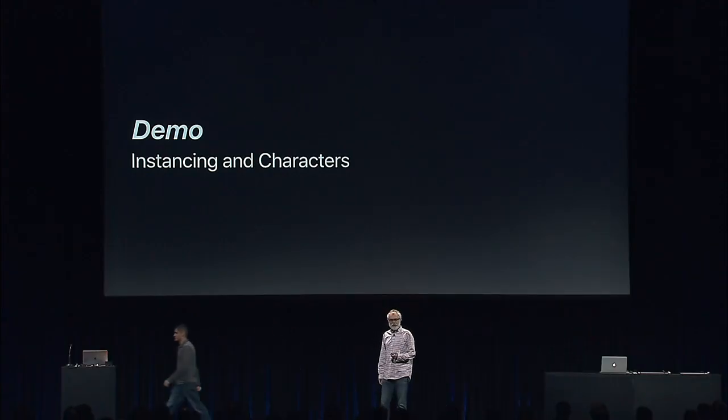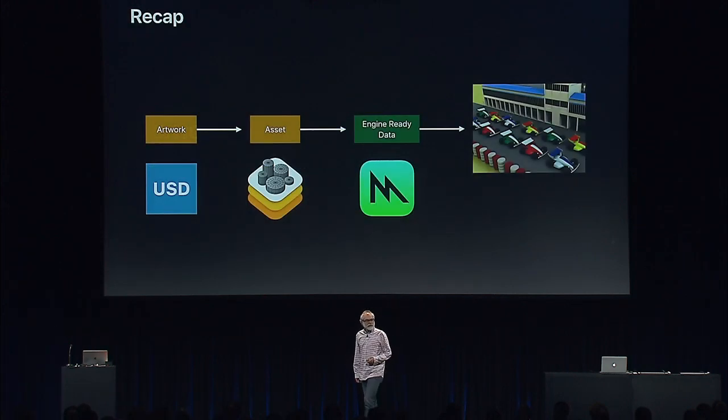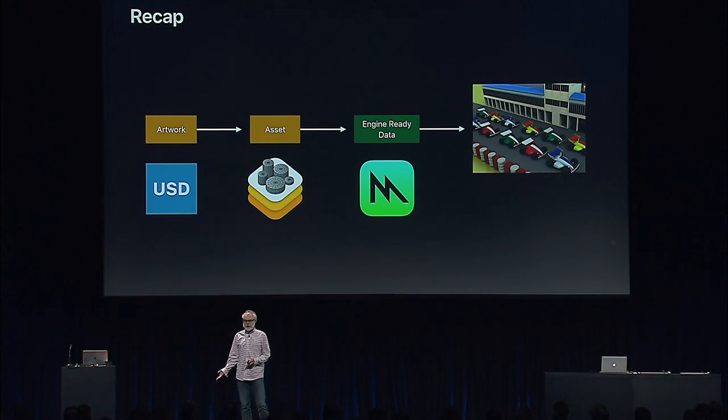All right, then. So quick recap. We've shown taking artwork all the way from your asset creation program to Pixar's Universal Scene Description file format. We used Model I/O to transform that asset into engine-ready data, and we encoded it and archived it off to the disk. We put together a little game engine with a simple renderer using Swift and Metal, and we loaded all that data up, and we animated it, and we drew some pretty pictures.